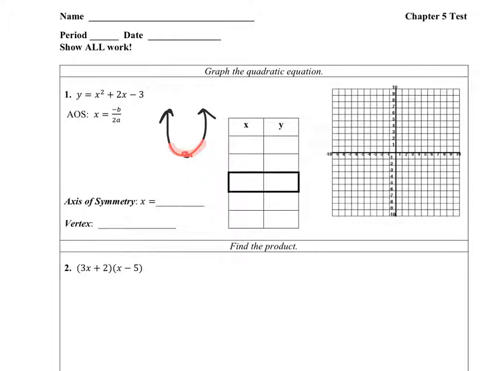So make sure you fill in the table, this being the vertex, axis of symmetry. You can figure that out by using this little formula right here. The axis of symmetry is going to be this vertical part right here in the graph where it could fold on itself. And you need to make sure you graph it also over here on your chart.